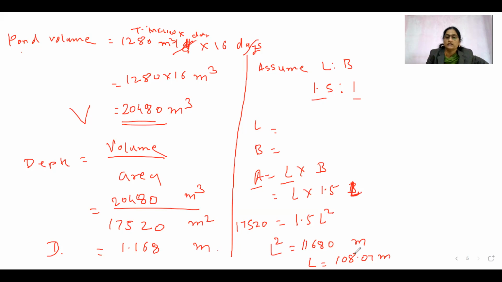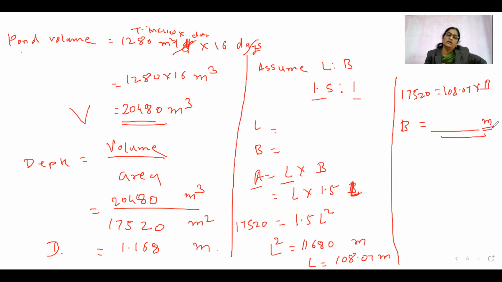108.07 meter. Okay. Now you know length and you know area. So you can find out 17520 is equal to 108.07 into B. So from that you can calculate B. So everything you have calculated about the pond. Is it right?